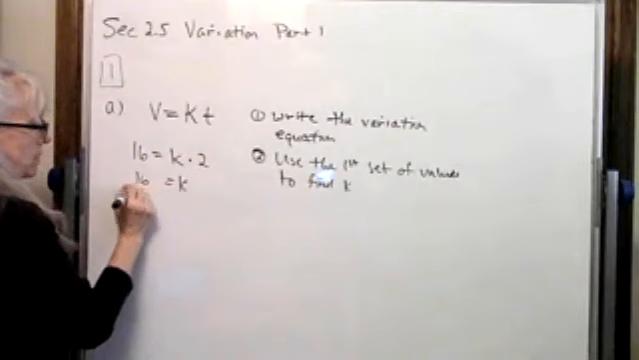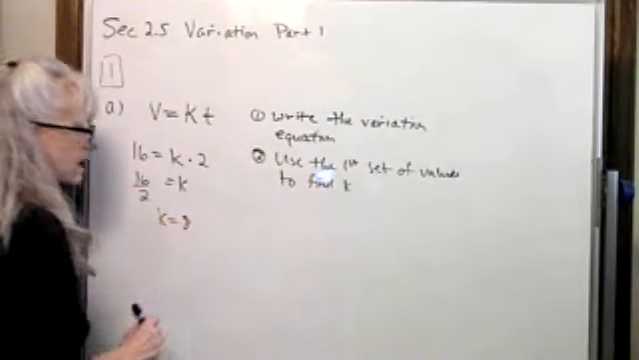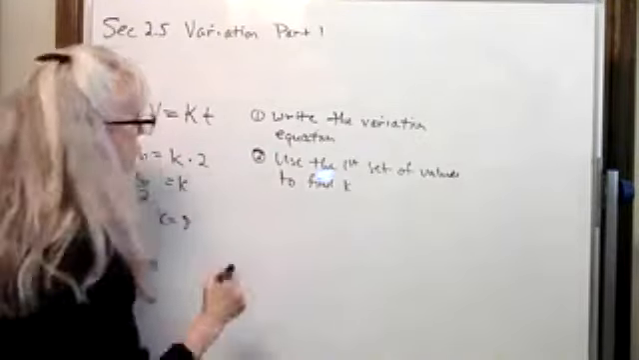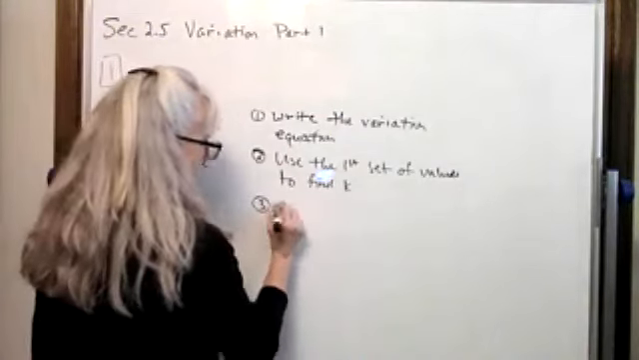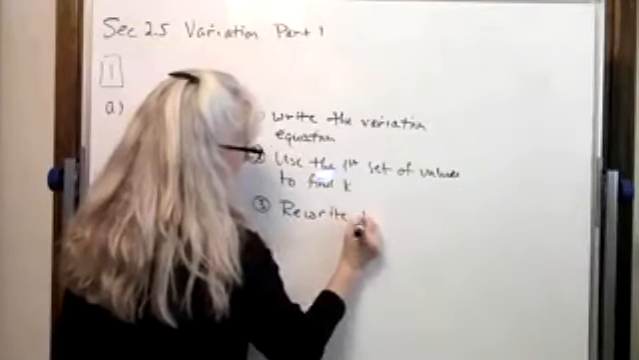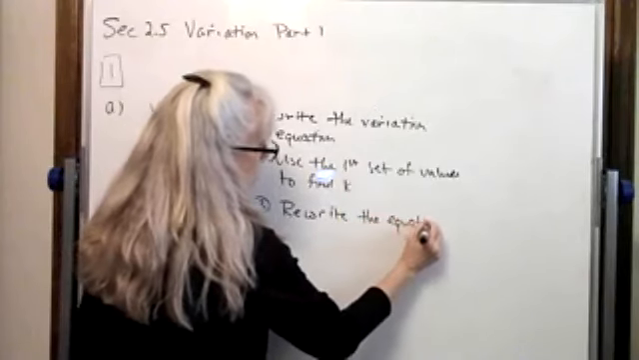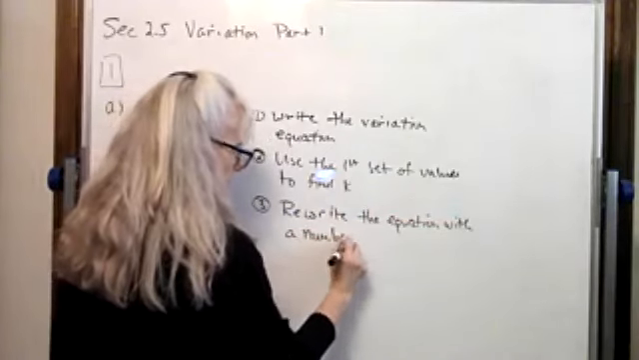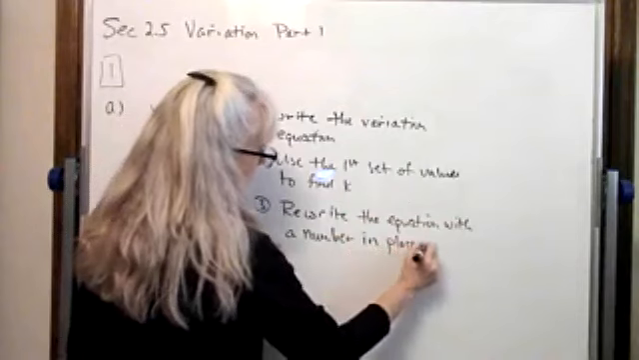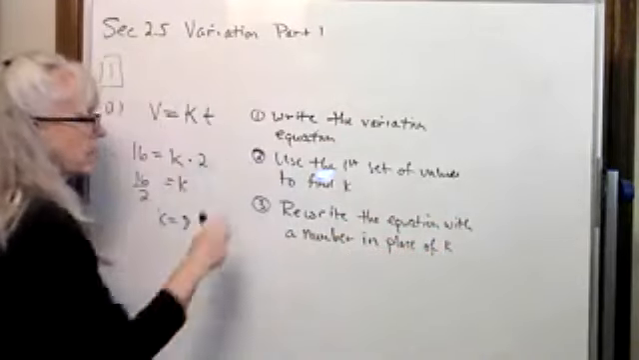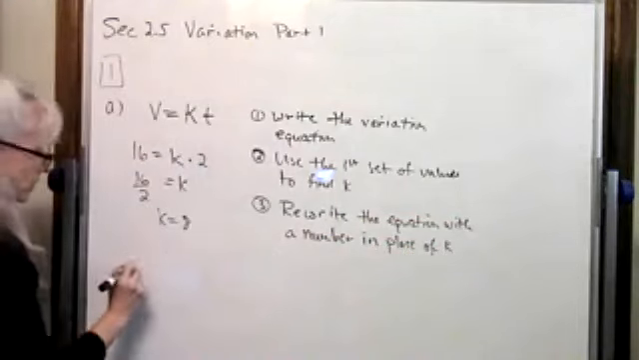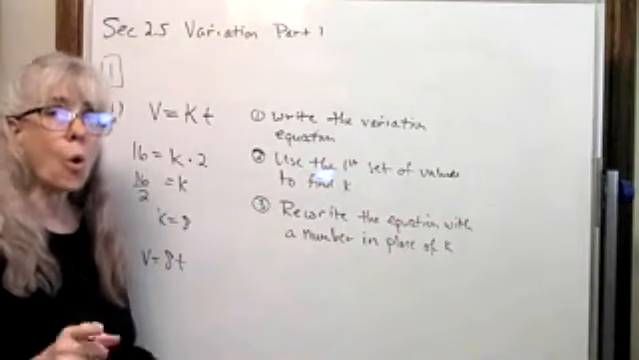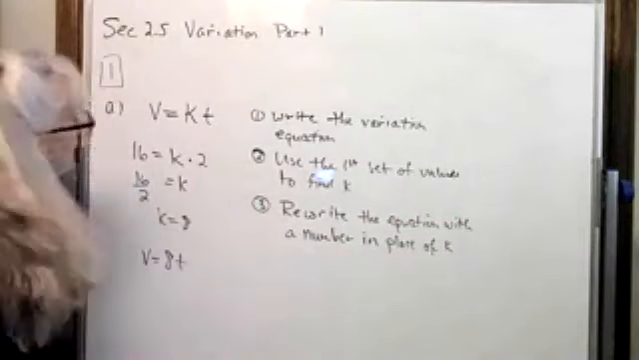So k is 16 divided by 2. K is equal to 8. So I now know what the constant of proportionality is for this particular set of circumstances. So now I can rewrite the equation. So step 3 is to rewrite the equation with the number in place of k. Now when we start doing the actual applications, we'll add on a fourth step. But for right now, all we're doing is saying v is equal to 8t. So if you give me a value for t, I can give you the value for v. Or if you give me v, I can find t. And that's a direct variation.